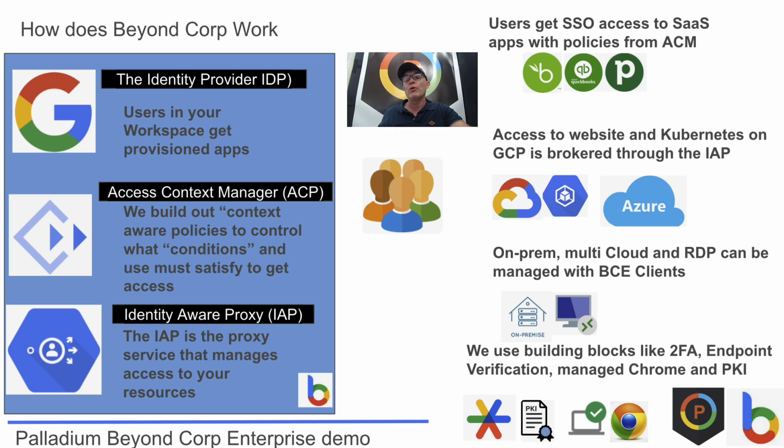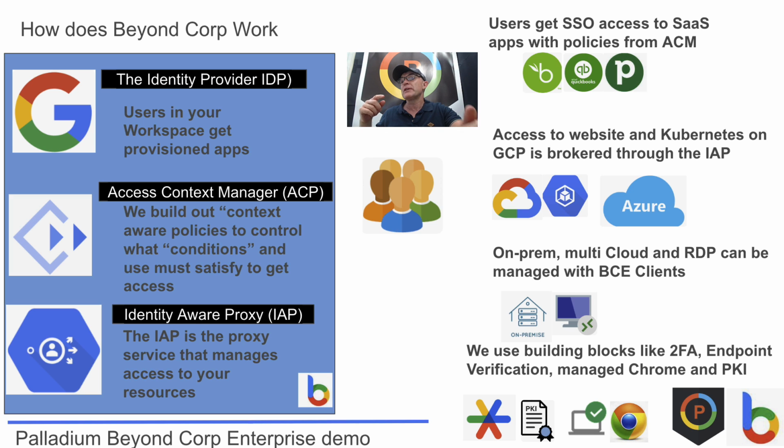We have an endpoint verification tool that's deployed through Chrome as an extension. The endpoint verification tool allows us to look at the version of the OS. It allows us to see things like if the OS is encrypted, and if there's a screen guard. And so all of these components go to make up BeyondCorp Enterprise.